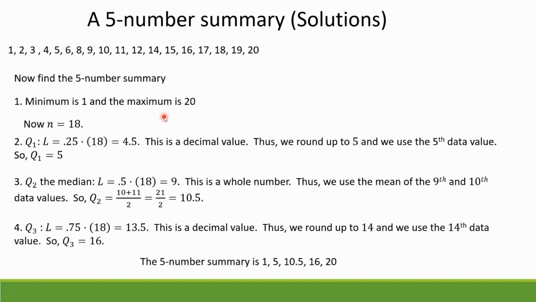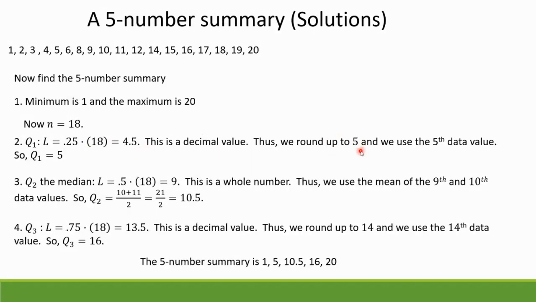Okay? Now, 0.25 times 18, you just calculate that. You get 4.5. Just direct calculation. Now, of course, this is a decimal, right? And in that procedure, if it's a decimal, you round up. So even if this somehow were 4.1, you would still round up to 5.